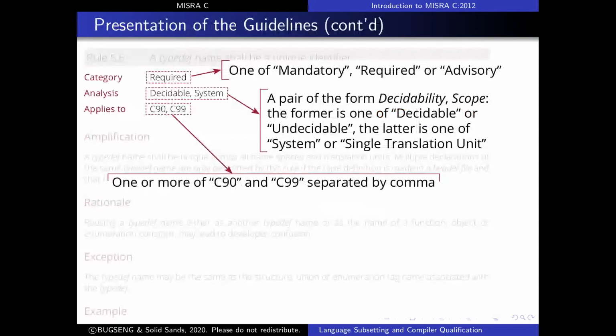There are then three attributes. A category for a guideline, which can be mandatory, required, or advisory. The analysis attribute is a pair. The first item is either decidable or undecidable, and the latter one is either system or single translation unit. And then there is the attribute applies to, which is a set of language versions separated by comma to which the guideline applies.